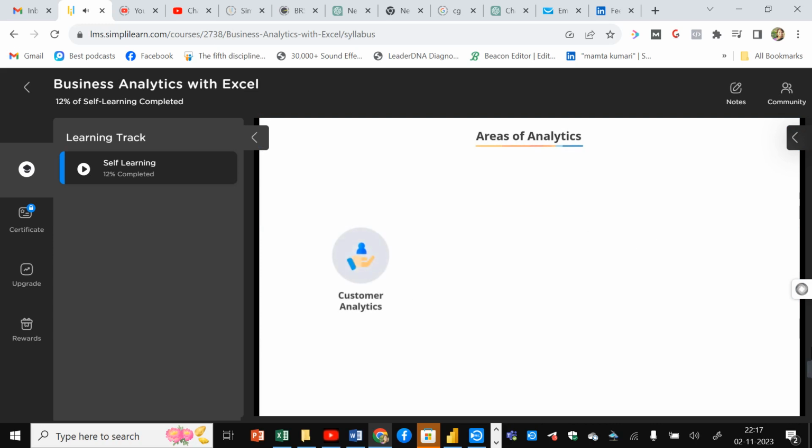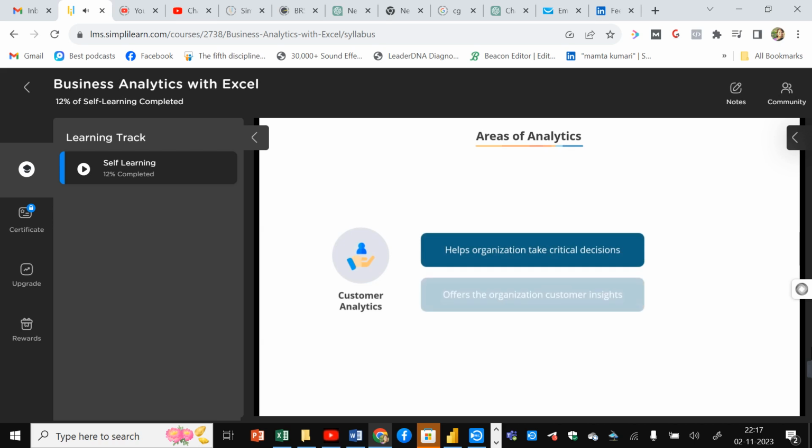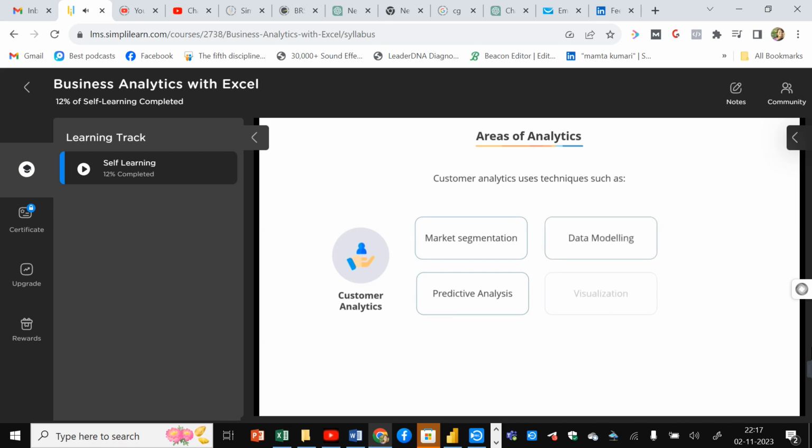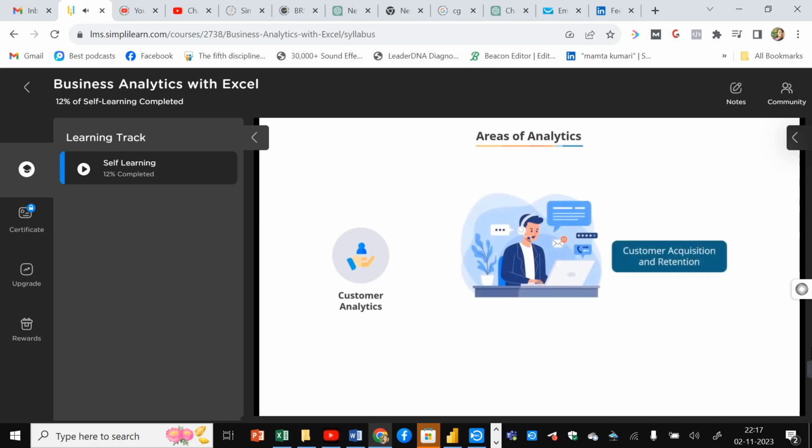Customer analytics is a process that helps an organization take critical decisions and deliver offers that are anticipated. This analytics offers the organization customer insights necessary to take decisions. Customer analytics uses techniques such as market segmentation, predictive analytics, data modeling, and visualization. It plays a pivotal role in the prediction of customer behavior, for example, customer acquisition and customer retention. All the telecom companies these days use different marketing methods to retain their customers.